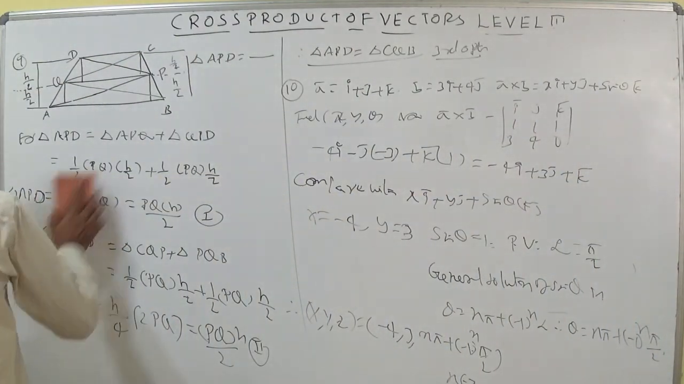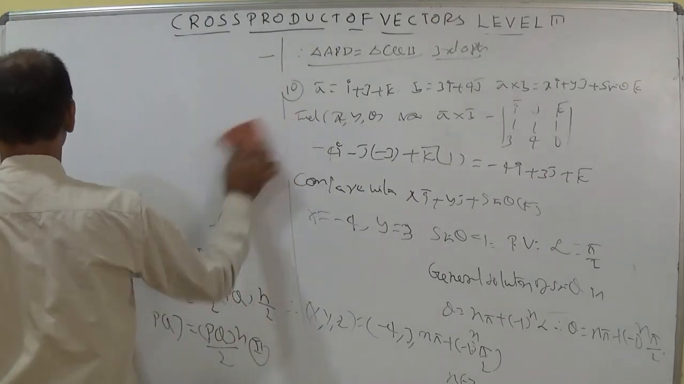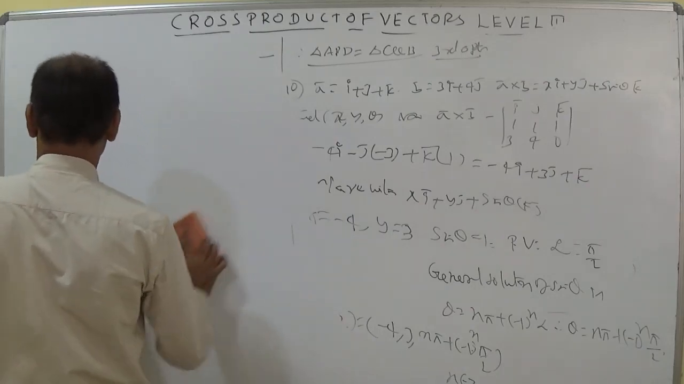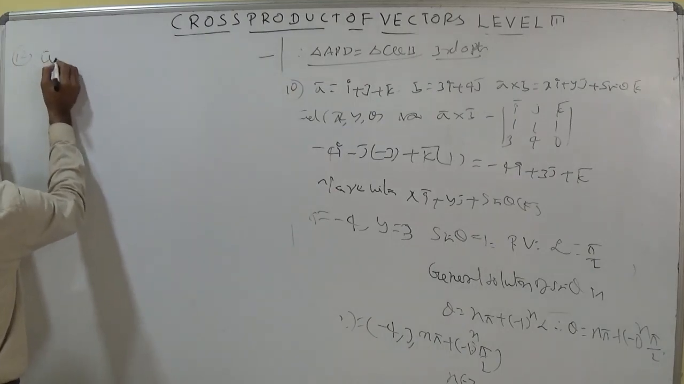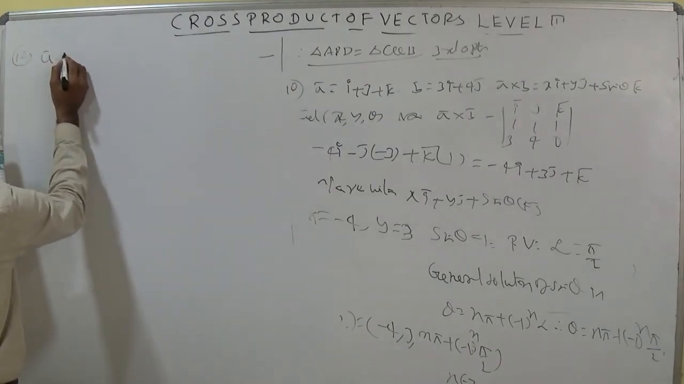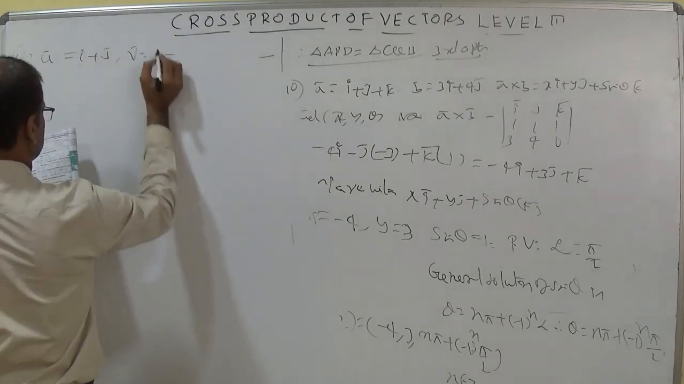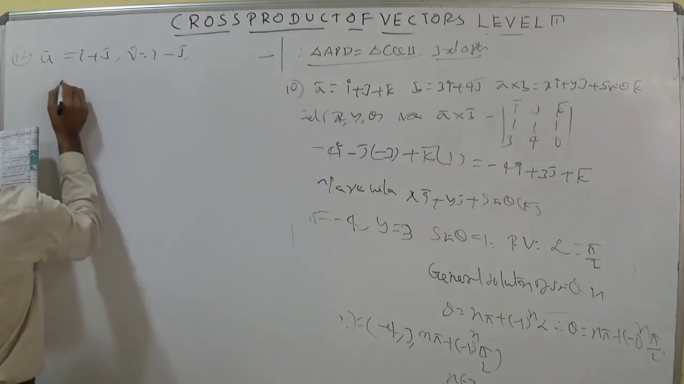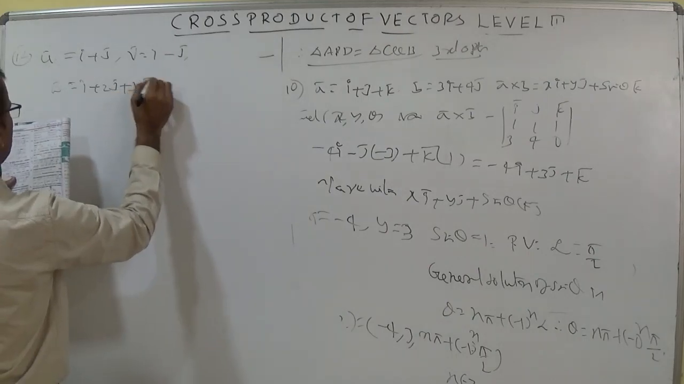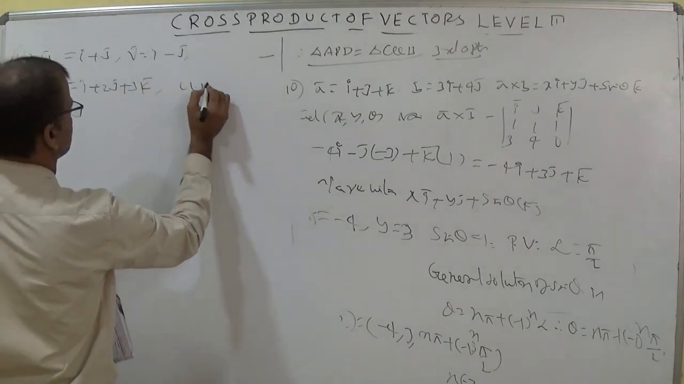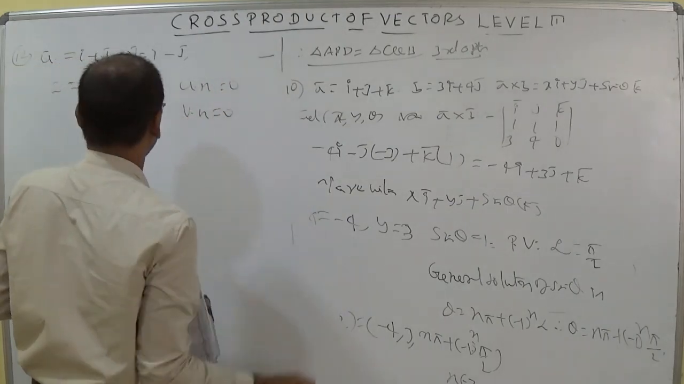U is equal to i plus j, V is equal to i minus j, W is equal to i plus 2j plus 3k. N bar is a vector such that, I think this one also we have completed in level 2, the dot product. U bar is equal to i plus j, V bar is equal to i minus j, W bar is equal to i plus 2j plus 3k. N bar is a unit normal vector such that U bar dot N bar is equal to 0 and V bar dot N bar equal to 0.